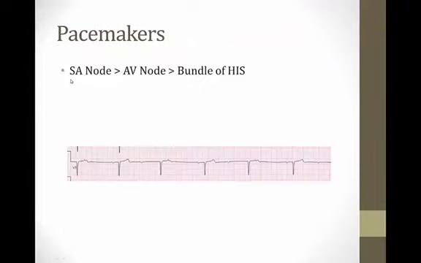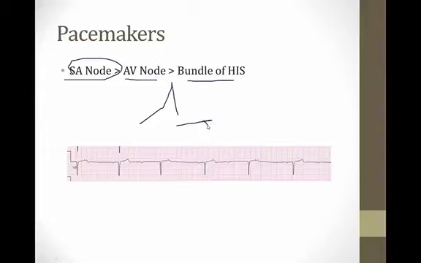So I told you that the SA node is a pacemaker, but so is the AV node, and so is the bundle of His, and so are actually the bundle branches and the Purkinje fibers. However, the SA node is the dominant pacemaker, and what do we mean by that? Well, we mean that it has the fastest phase 4. So it reaches negative 40 millivolts fastest and then depolarizes.